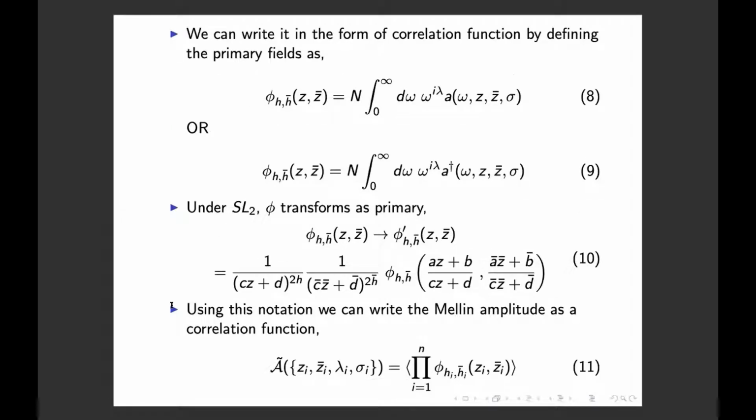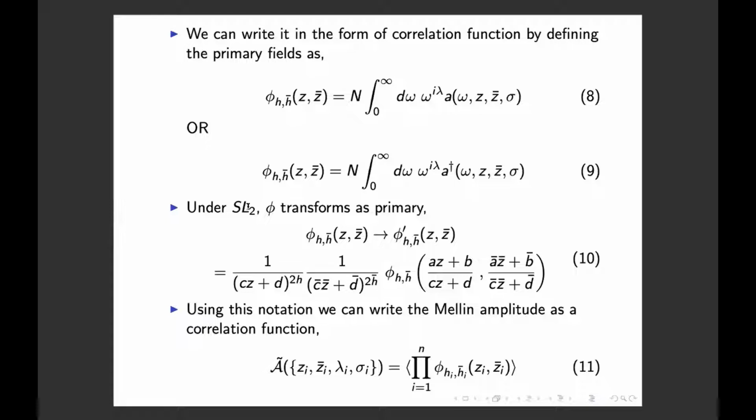Okay, now we can write, so to make it more clear, we can define the main transform of this Fock space creation and annihilation fields, which are this A and A dagger. This is given by equations 8 and 9. I have just used the same notation, this phi H bar, in both cases, A and A dagger.